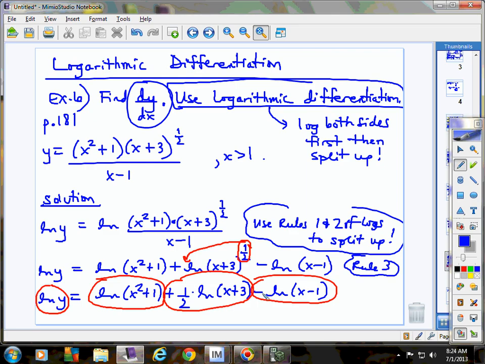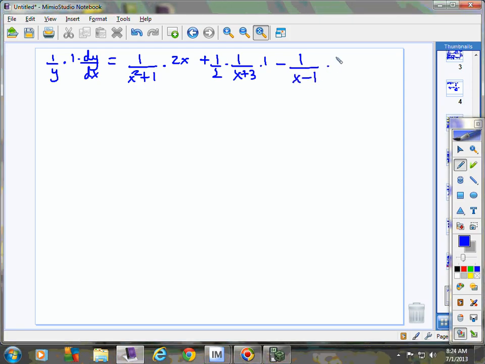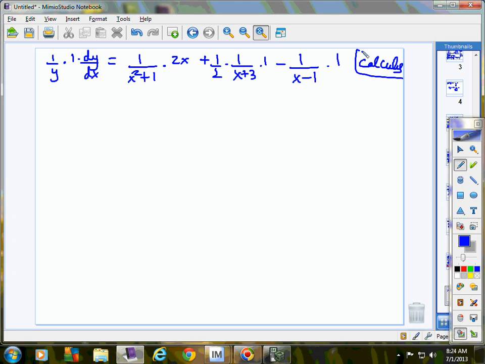Minus what? Good. 1 over x minus 1 times the derivative of x minus 1 is 1. Okay, that's the only calculus in the problem. Anybody want me to go back through that step or parts of it?